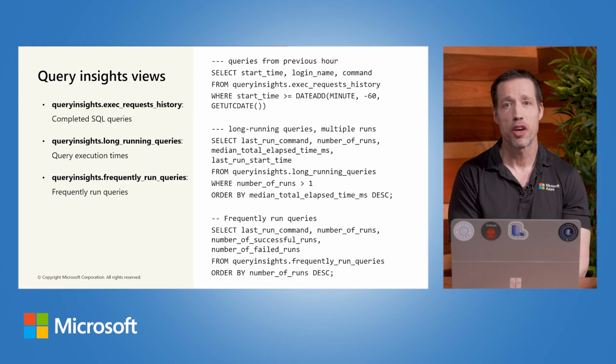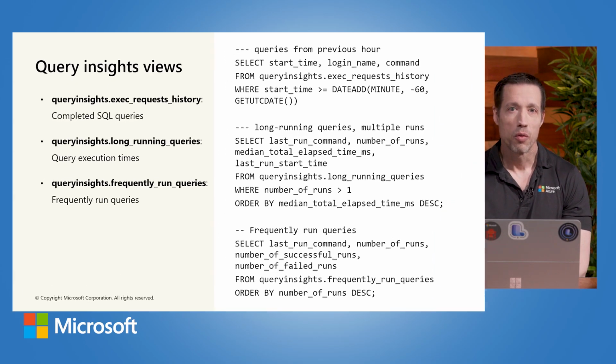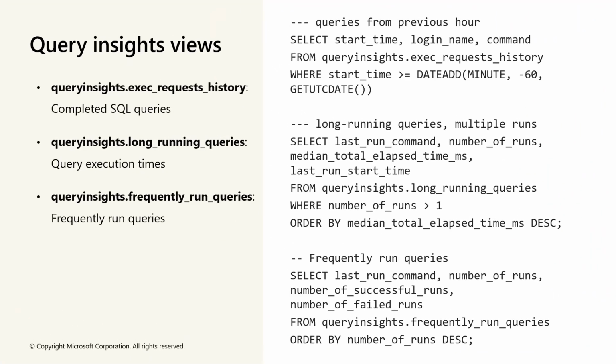Let's tie this to another case to solve, and we'll call this one Querying Queries. We've been asked to track down recent queries within our warehouse and identify patterns of bad behavior. To help us solve this case, we can use Query Insights. In the first part of the query shown, we use the Query Insights exec request history view to identify queries that were run in the previous hour. Now, keep in mind that depending on the concurrent workloads, queries may take up to 15 minutes to be reflected in the Query Insights views.